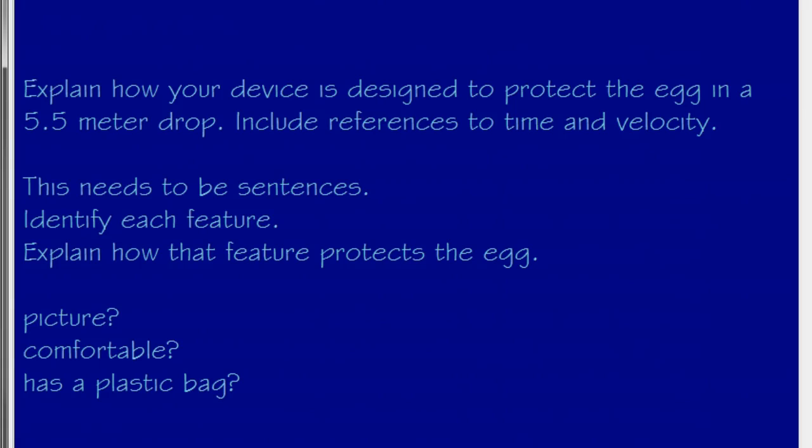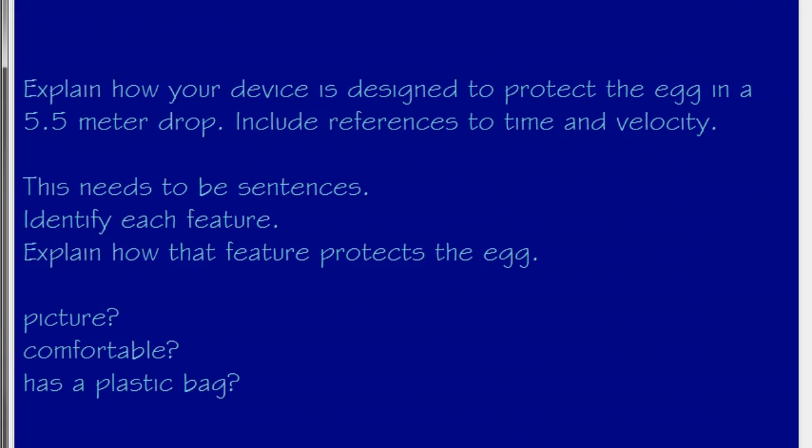The first question that we see is explain how your device is designed to protect the egg in a 5.5 meter drop. Include references to time and velocity. This needs to be sentences. It needs to identify each feature and then explain how that feature protects the eggs. If you just put a picture in this box without an explanation, that doesn't really help. Also, it specifically says that the pictures need to be shown below the lab report, so please follow instructions.